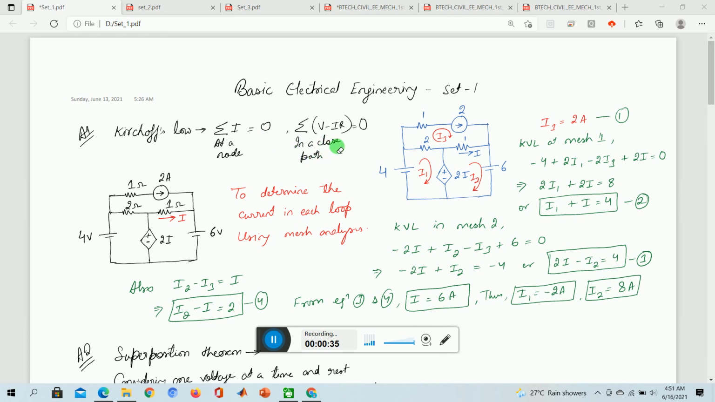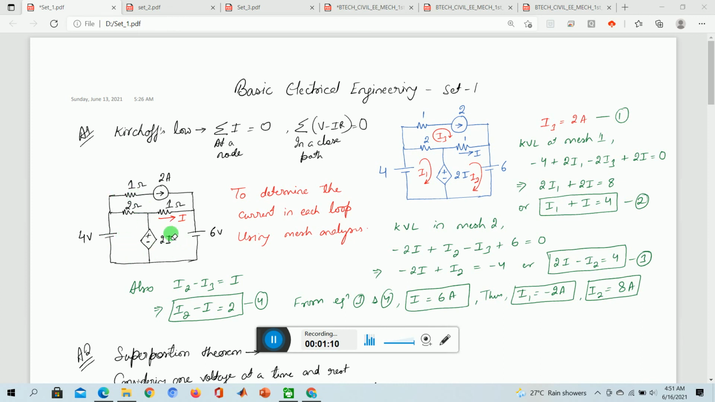And Kirchhoff's voltage law: the drop throughout any path, any closed path, will be equal to 0. And while solving this numerical, the question asks to determine the current in each loop using mesh analysis. So how many loops are there? You have 1, 2 and 3. 3 loops are there. You can have 3 different meshes, and you have to take the number of loops in such a way that all the elements are considered.